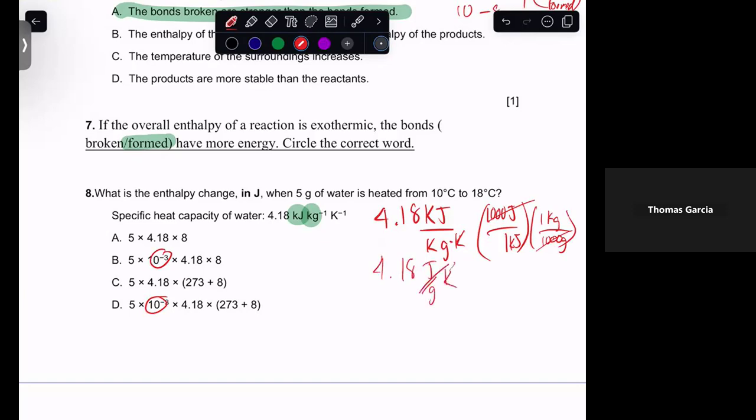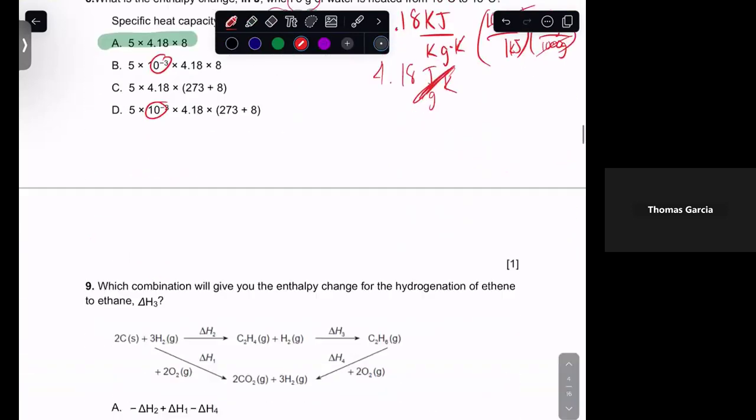So these just cancel out, and 4.184 is still 4.18 joules per gram Kelvin. And because of that, when you use Q equals m c delta T, it's 5 times 4.18 times 18 minus 10, which is equal to 8. So it's A. So yeah, we don't have to actually make any changes.